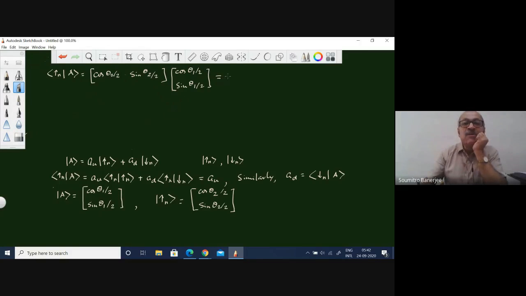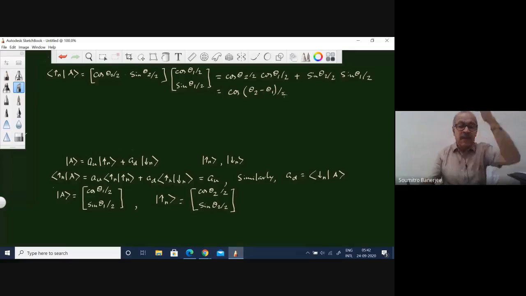So this is equal to cos(theta 2 by 2) cos(theta 1 by 2) plus sin(theta 2 by 2) sin(theta 1 by 2). This is equal to, it's easy to see, cos of (theta 2 minus theta 1) by 2. Okay. And the probability is the mod square of this.